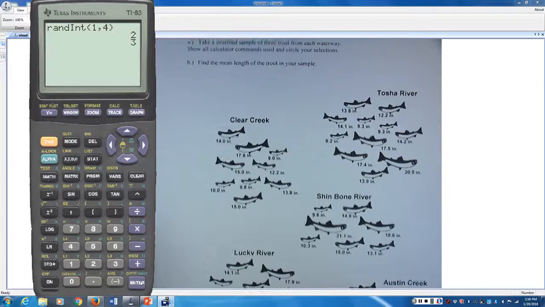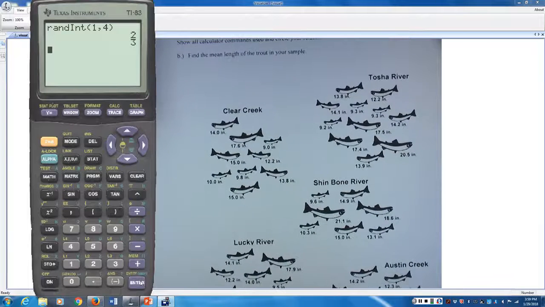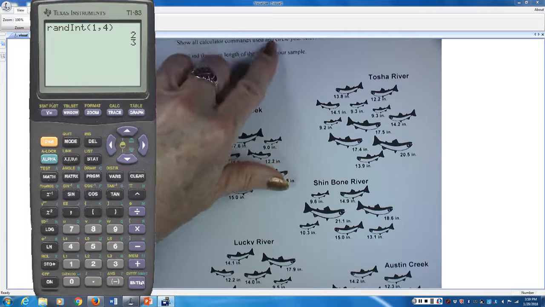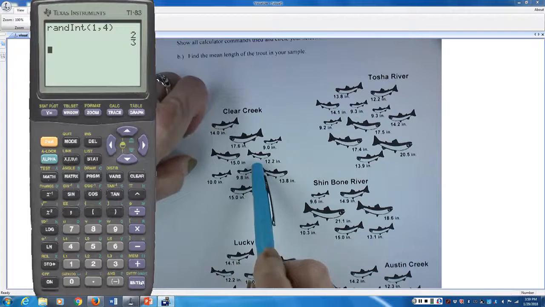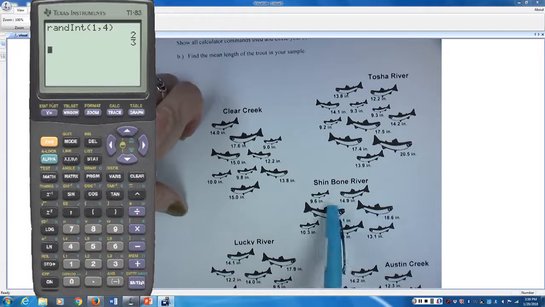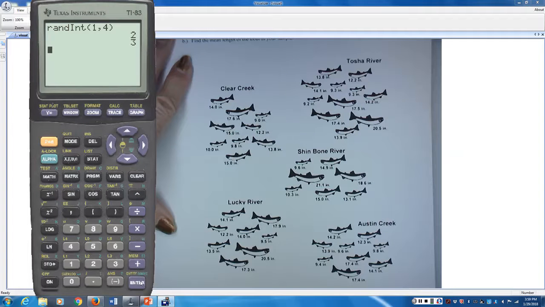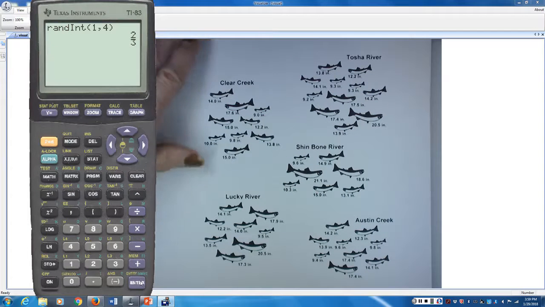We're going to take a stratified sample of these trout. We want a stratified sample of 3 trout from each waterway. So our groups, or our clusters, are Clear Creek, Tosha River, Shinbone River, Lucky River, and Austin Creek. And from each one of those waterways, we want to choose 3 fish.